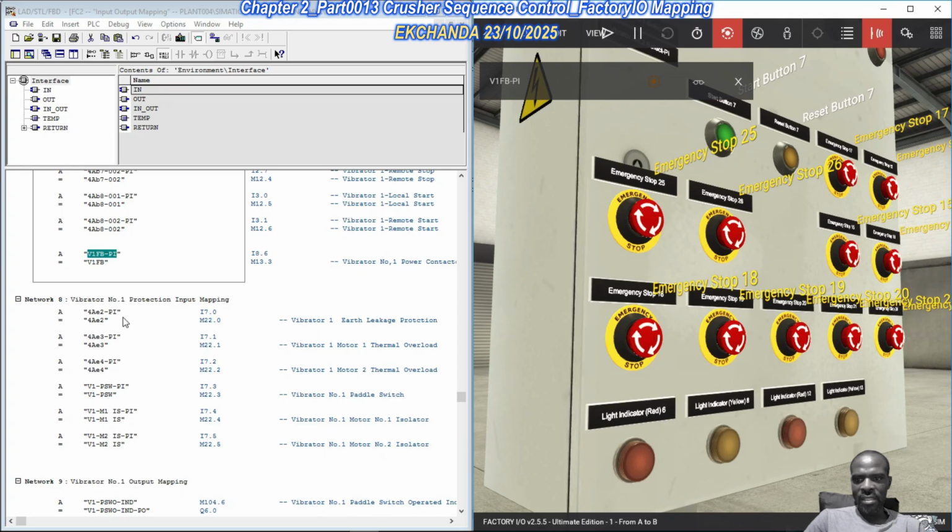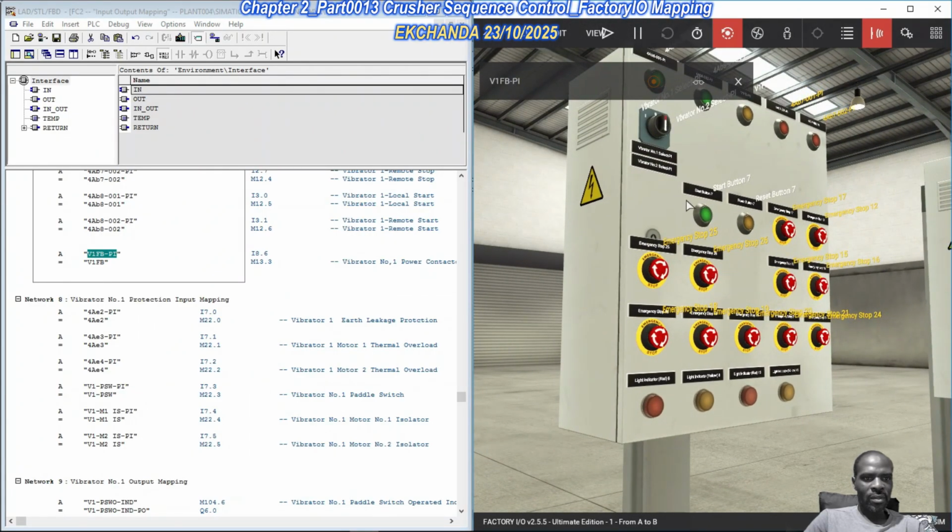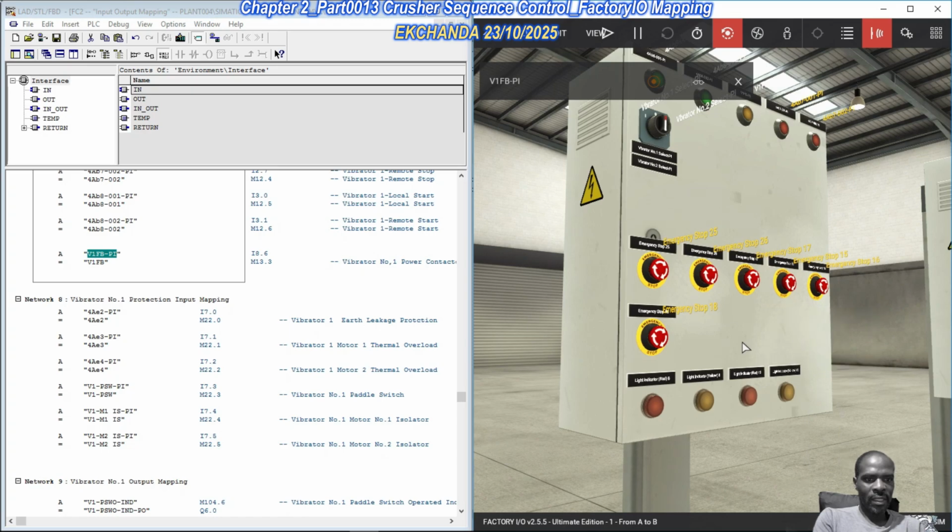So for protection we just need 1, 2, 3, 4, 5 and 6 protection inputs, okay. So we just need 6 protection inputs. So do we need these other points? Nope. So we need 6. So let's get rid of that one. So 1, 2, 3, 4, 5 and 6 protection inputs. So we don't need this, we don't need that, we don't need this, we don't need that, okay.